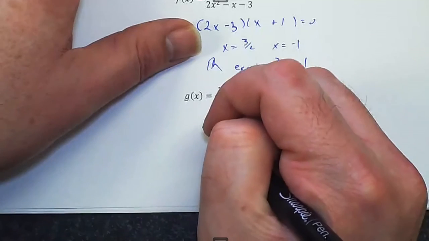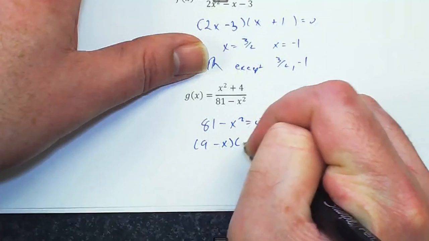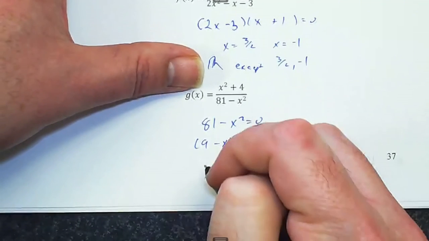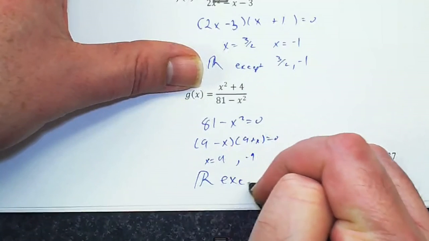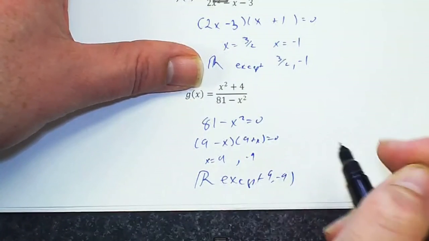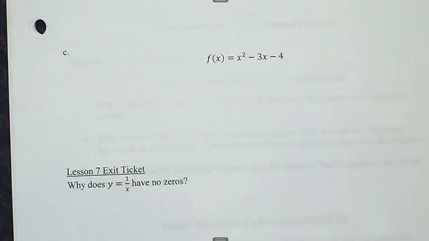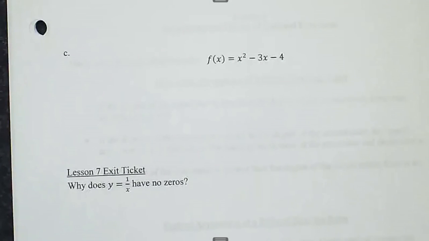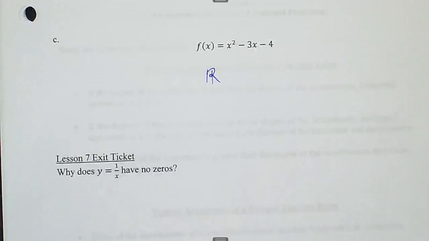On the next one, for my domain, I cannot allow 81 minus x squared to equal 0, but that factors as 9 minus x and 9 plus x equals 0. So 9 and -9. So all real numbers except 9 and -9. All right, and on the last one, is there any division? No, there's not. So there's no problem. Remember, the only things we're looking for are even roots of negatives, log of 0 or negatives, and dividing by 0. So none of those things can happen, so my domain is all real numbers. And that is it for this lesson.